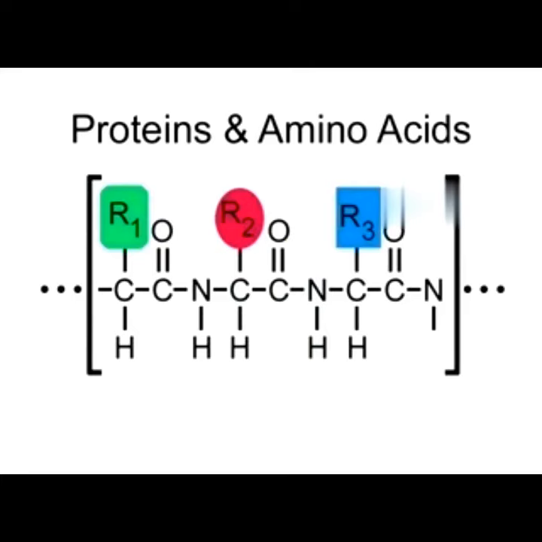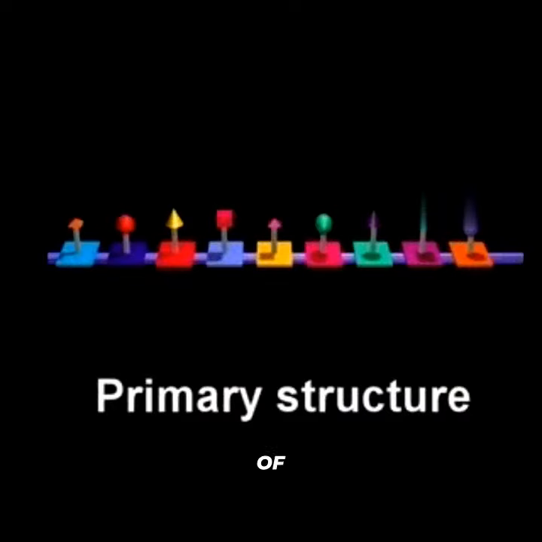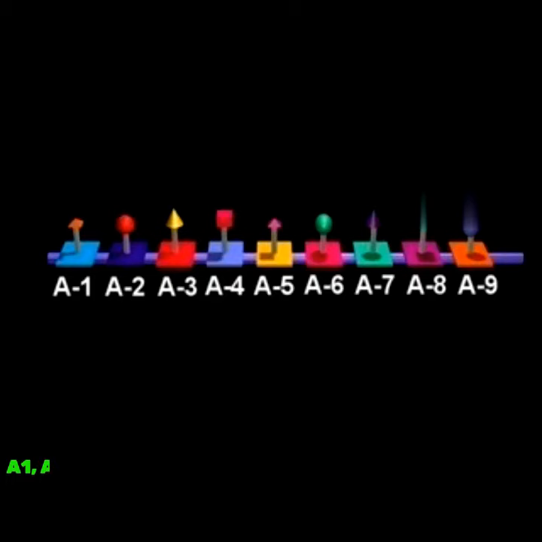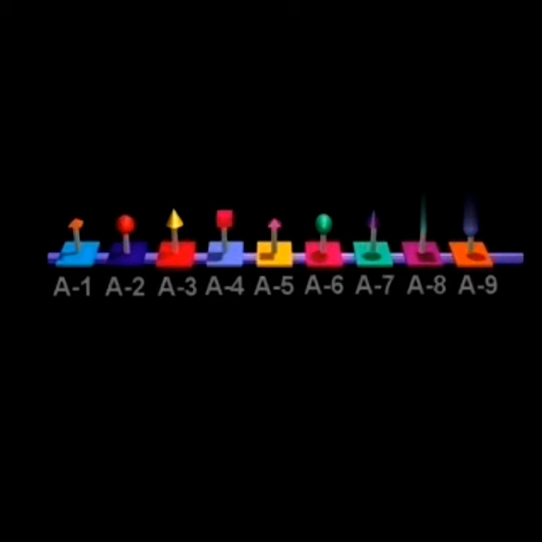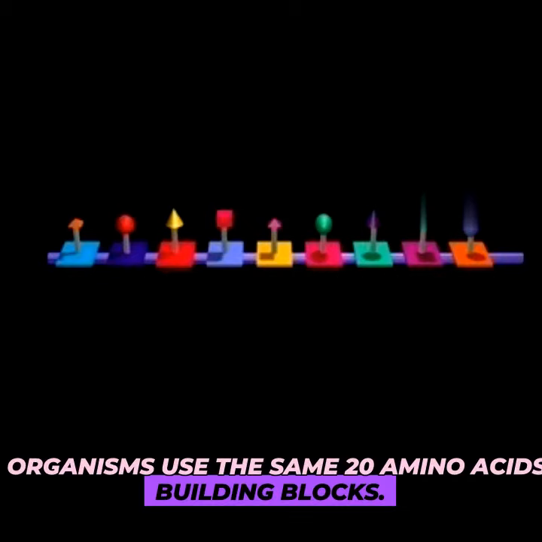see later. The primary structure of a protein or polypeptide is the linear sequence of amino acids linked by the peptide bonds. A1, A2, and so on represent distinct amino acids, differing in the side group. All organisms use the same 20 amino acids as building blocks.